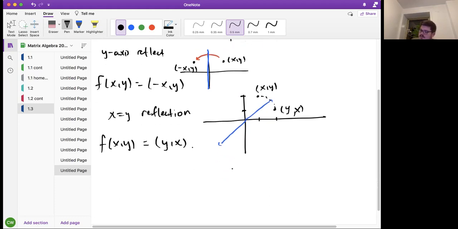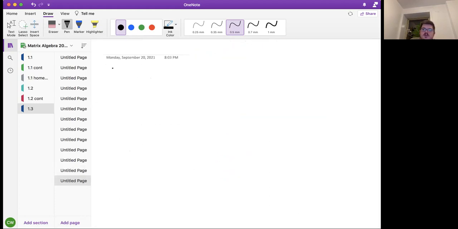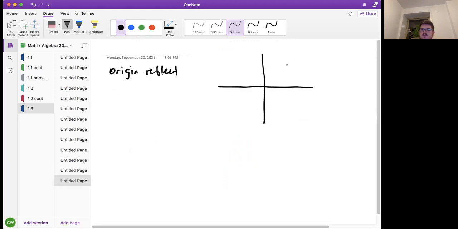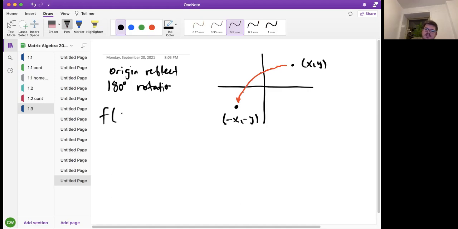Okay, let's do, I remember this one, origin reflection. Another way of saying this is 180 degrees rotation. Yes, that one is negative x, negative y. So it's a function that takes x, y and brings it over to negative x, negative y.